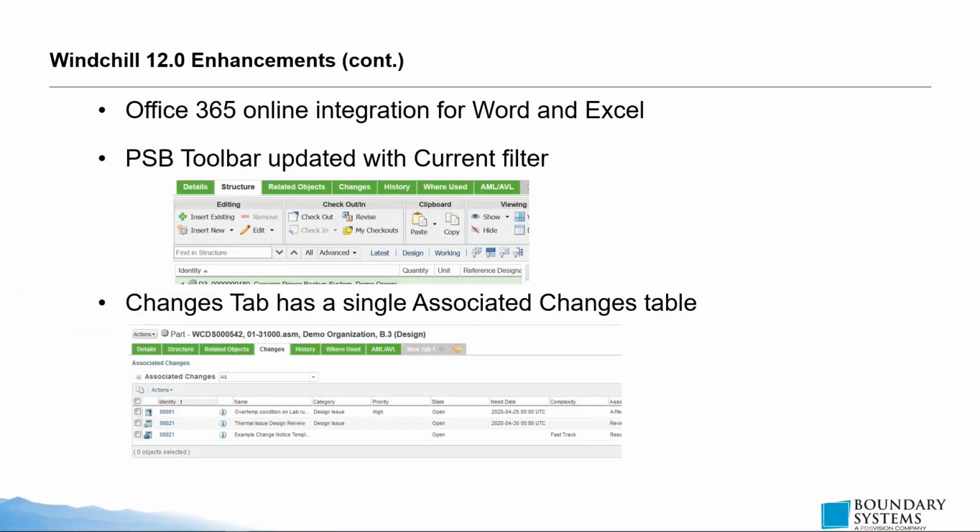All right, some additional enhancements with 12: there is now Office 365 online integration support for Word and Excel. So they have added that. If you use desktop integration, there's still integration, of course, when you download the actual software, Word, Excel, PowerPoint to your hard drive, so you actually have a local copy of it. Of course, it's still supported there, but it also supports Word and Excel online as well.